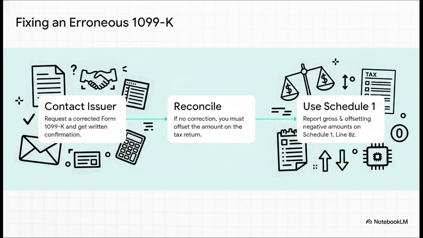So what do you do? Well, your first move is always to contact the issuer. Ask for a corrected form, and make sure you get confirmation of that request in writing. But let's be real, that often goes nowhere. If you can't get a corrected form, you have to fix this on the return itself. And the guidance for the 2025 tax year makes this process much cleaner. You report the full gross amount from the 1099-K on Schedule 1, line 8z. And then right below it, on the same line, you report an offsetting negative amount for the exact same figure. This zeroes it out, which is what you need to do to satisfy that IRS computer without incorrectly blowing up your client's adjusted gross income.